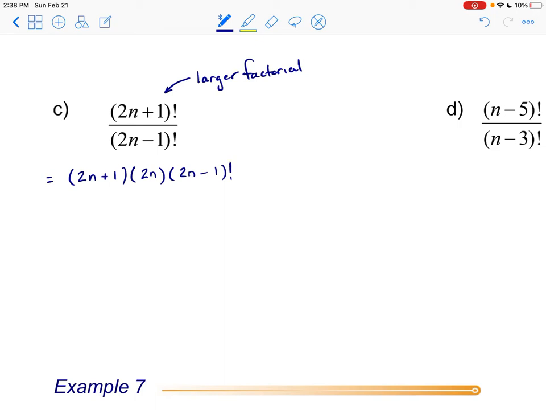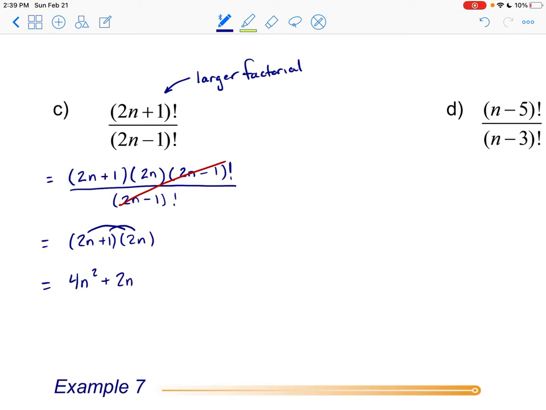So I'll add the factorial to say that, well, there is more, but we found what we needed in our numerator that matches up with our denominator. Right? Just like that. And then all of that will cancel out, leaving us with just 2n plus 1 multiplied by 2n on top. And we'll multiply that out using our distributive property, and get that 4n squared plus 2n is our final answer there. So that should be very similar to 6b that we just did.